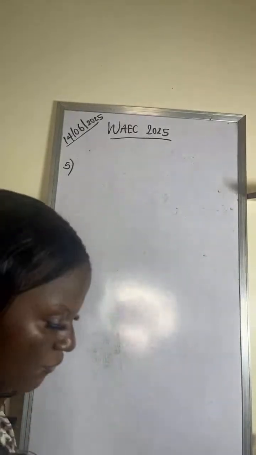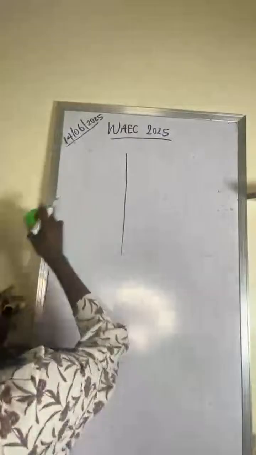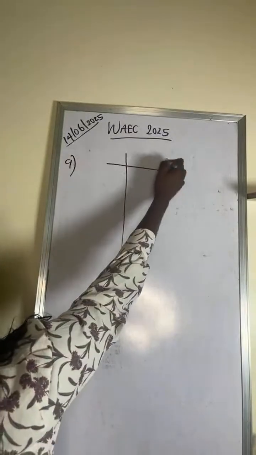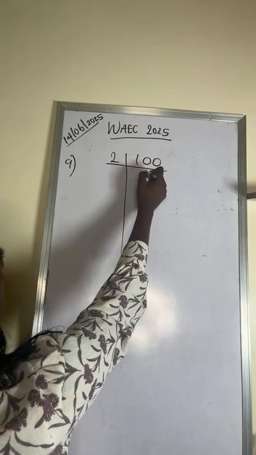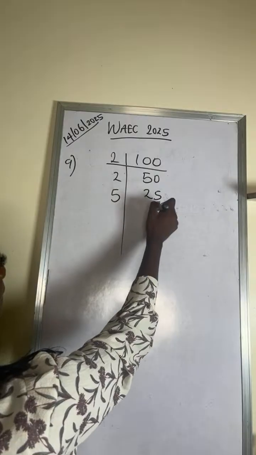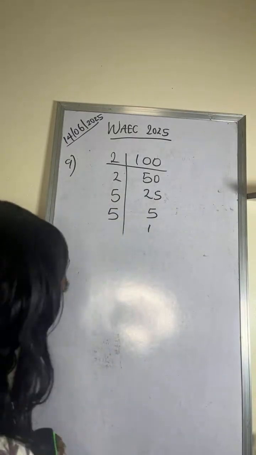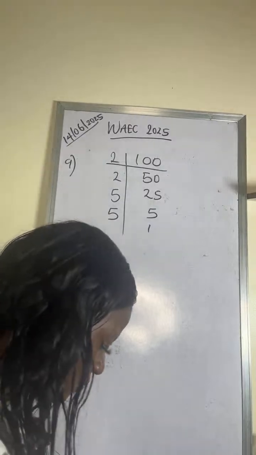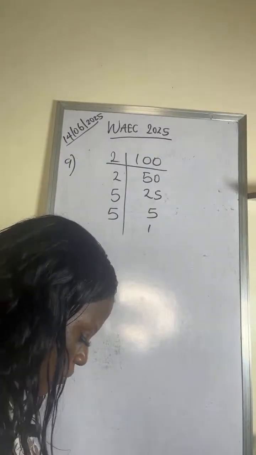So how do we know the prime factor of 100? Let's do this. This question is number 9. So we just come here and say 100. We start with 2. 2 here is 50. 2 here is 25. 5 here. 5 here. Right. So writing that out now will get what?